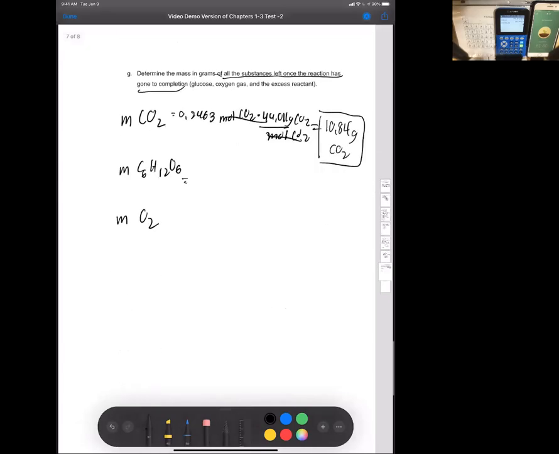0.953 of 6 times the molar mass. Ooh, the molar mass is going to be a chunky boy. 12.011 times 6 plus 1.079 plus 6. Enter. 1.16. 6 over 1 mole.